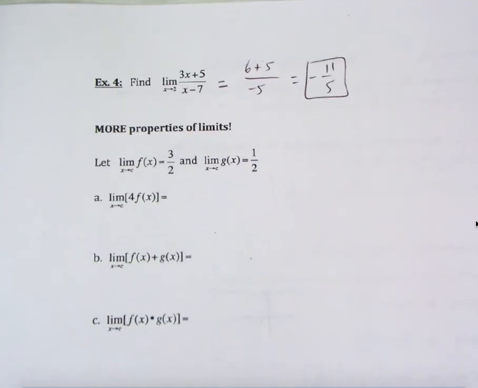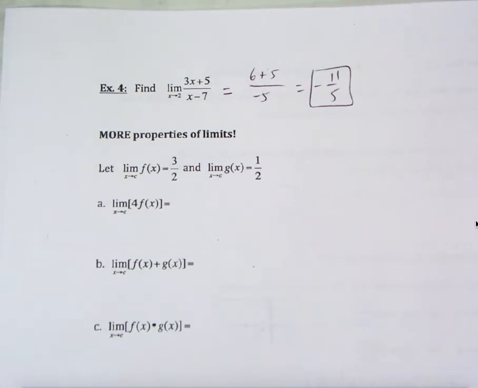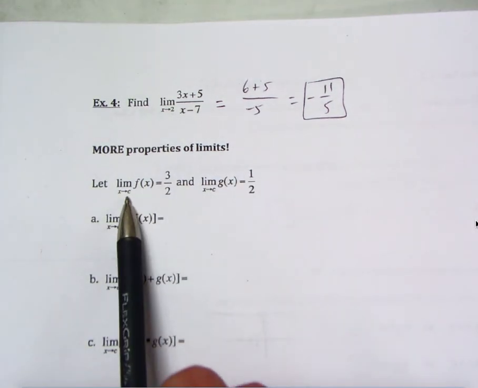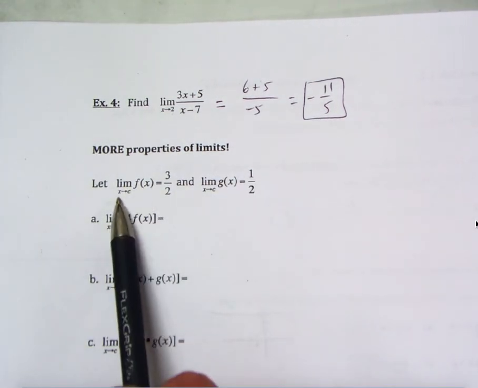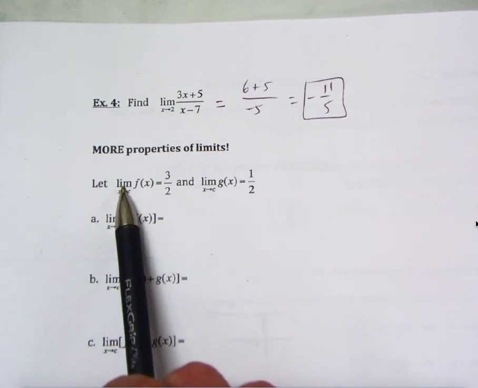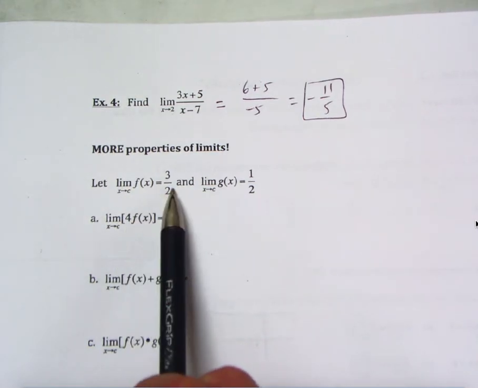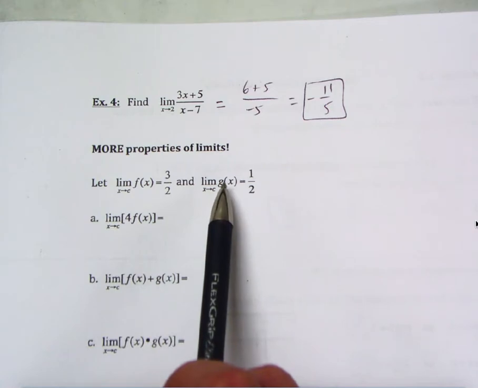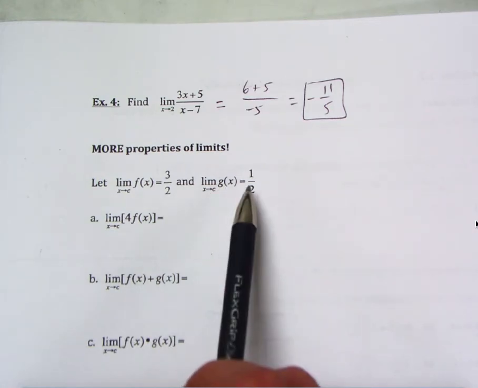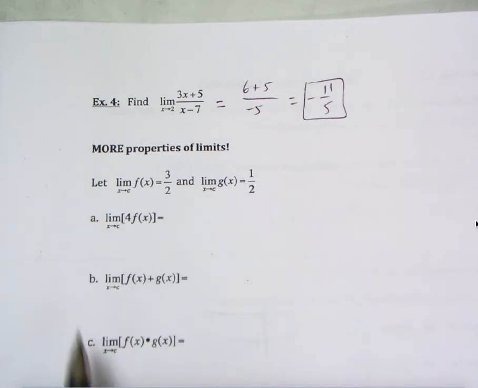Some more properties of limits. And these ones are a little more useful than the other basic ones we talked about. Okay, so we're given the limit of a function as x approaches c. In fact, the limit of f as x approaches c is 3/2. And the limit of g, some other function, as x approaches c is 1/2. And here's how we can apply these properties here.